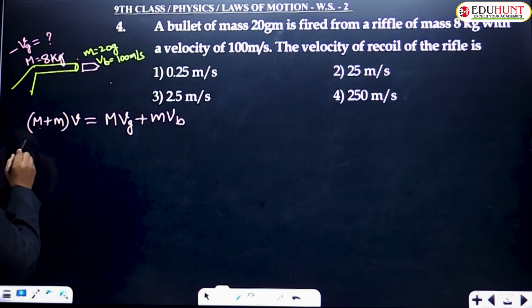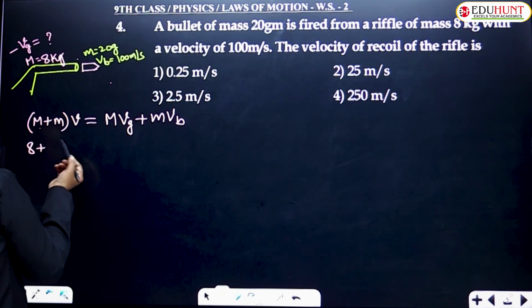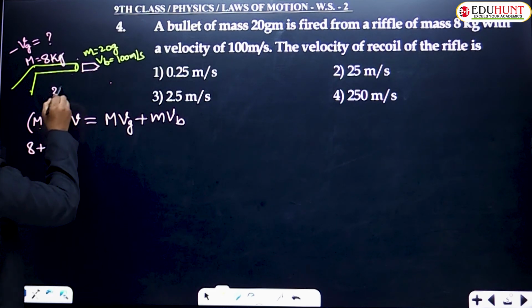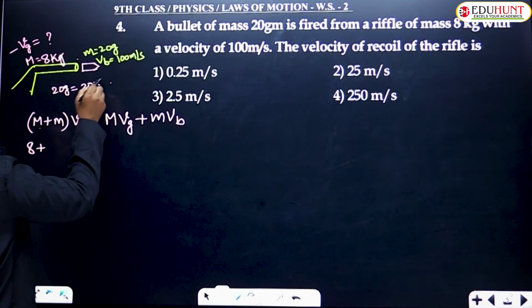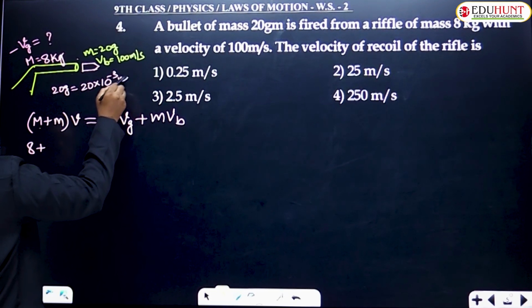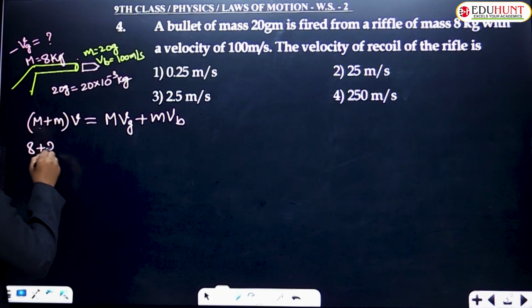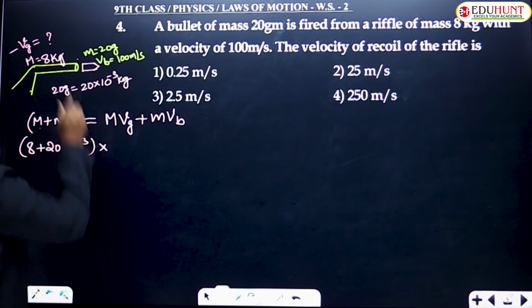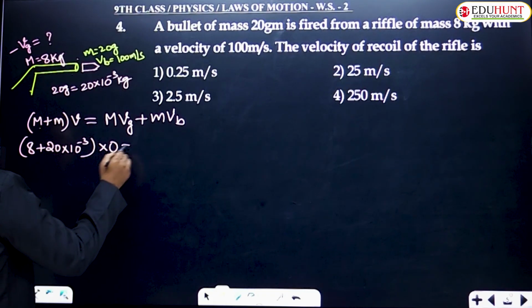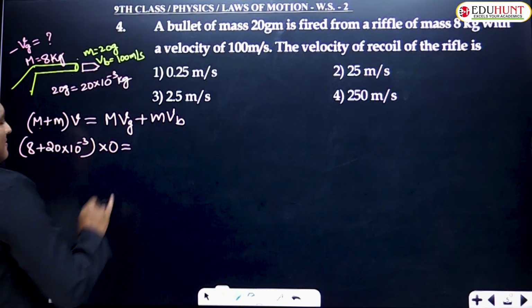So the mass of the gun is given as 8 kg. The mass of the bullet is 20 grams, which can be converted into kg as 20 into 10 power minus 3 kg, that is 20 by 1000 kg. Initially they were at rest, so before firing both the bullet and the gun are at rest.